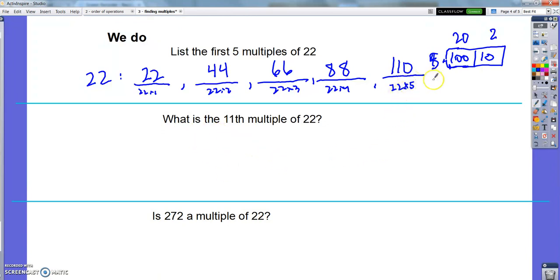If I were to keep going, 6, 7, 8, 9, 10, 11, I also just might sometimes be asked to skip out there and just go straight to the 11th multiple of 22. And the 11th multiple of 22 would just be 22 times 11. That I'm going to have to work out.